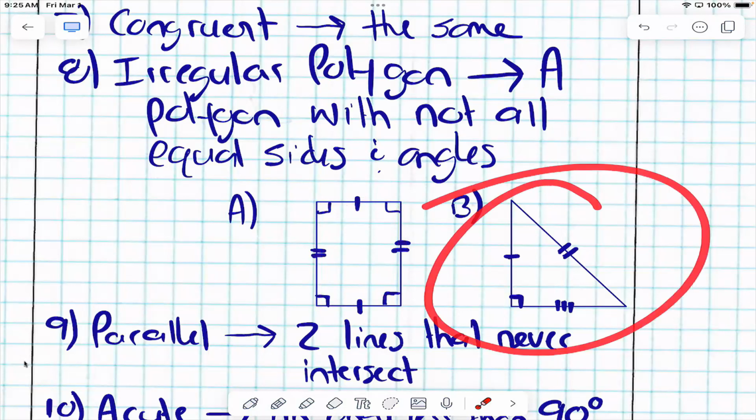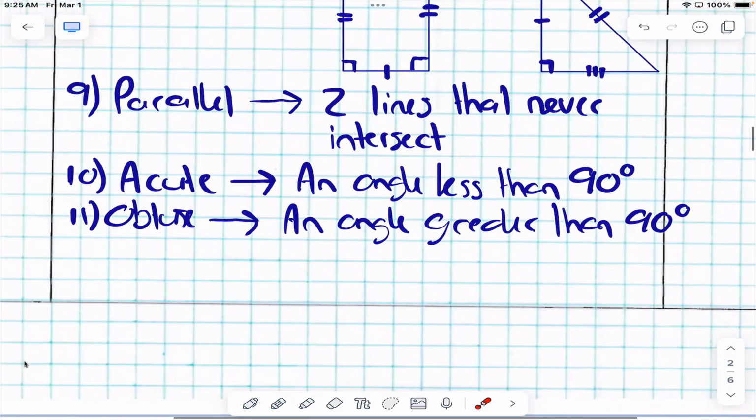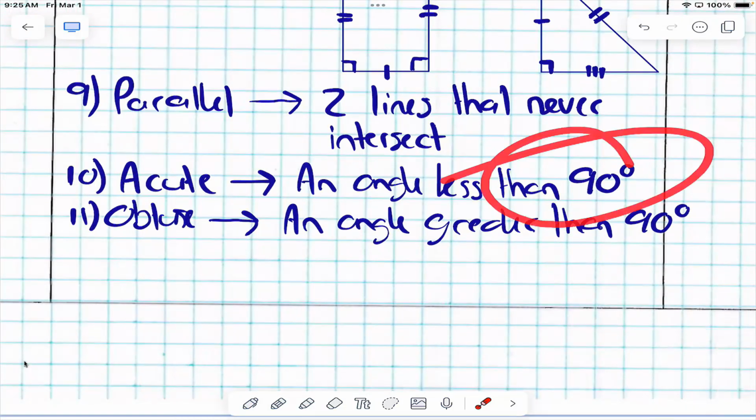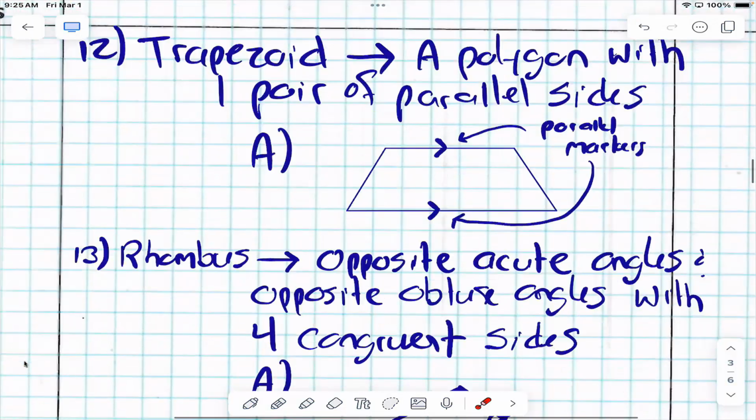What about this? Is this an irregular polygon? Yes. This side and this side and this side are all different. And we know that because there's one congruent marker for this side, 2 congruent markers for this side, and therefore none of the sides are congruent because there's all different marks. Yes? Acute. Less than what? 90 degrees. Obtuse. Greater than 90 degrees.